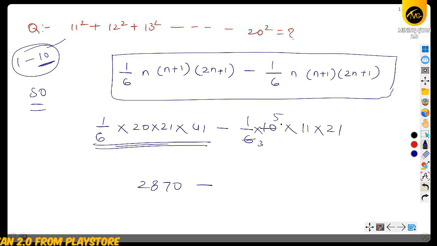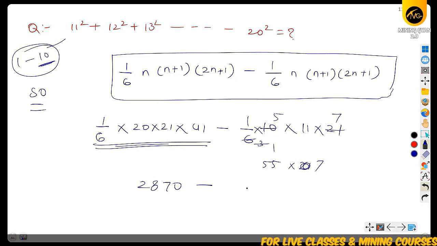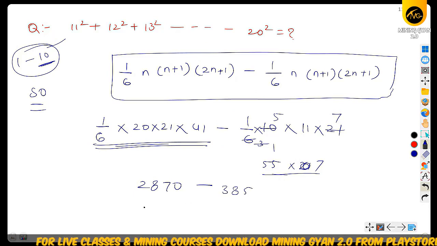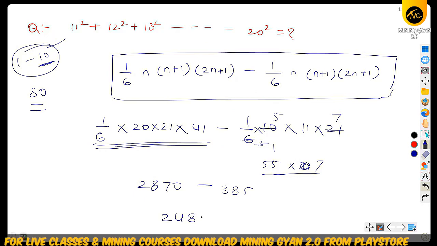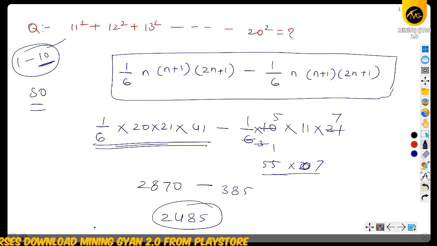3 and 5, that means 55 into 21. Okay, 1 and 7, that is also 55, which was also used in the previous question, that is 385. Now 2870 minus 385, that will be 2485. So 2485 is the correct answer.